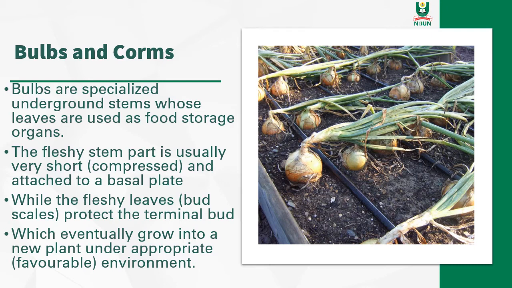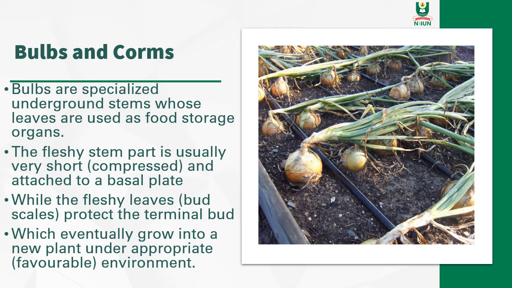Moving on to the bulbs and corms, like you see in this picture, this is what the bulb looks like. Bulbs are specialized underground stems whose leaves are used as food storage organs. The fleshy stem part is usually very short, compressed, and attached to the basal plate, while the fleshy leaves, the bud scales, protect the terminal bud, which eventually grows into a new plant under, of course, favorable conditions. So that is what bulbs look like.